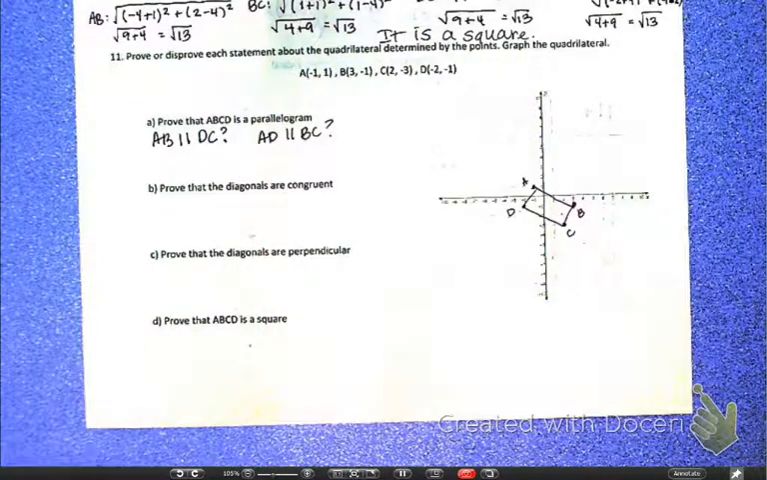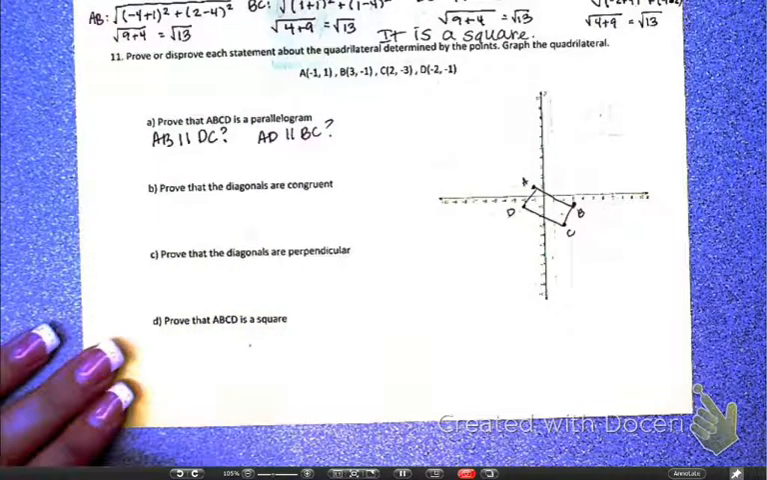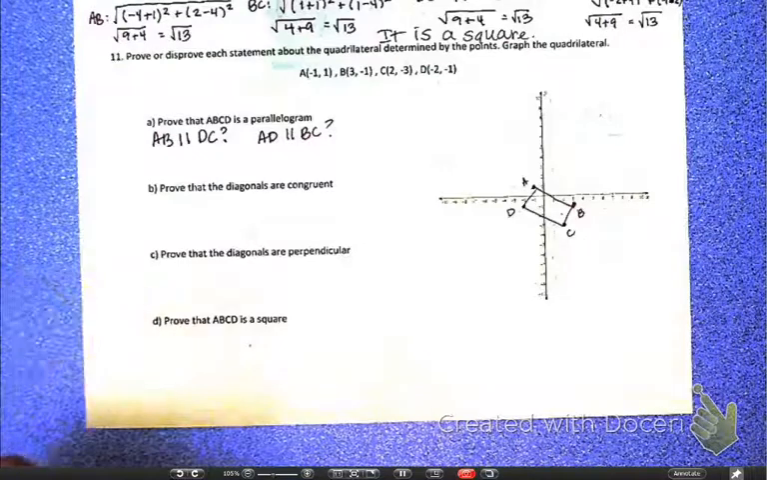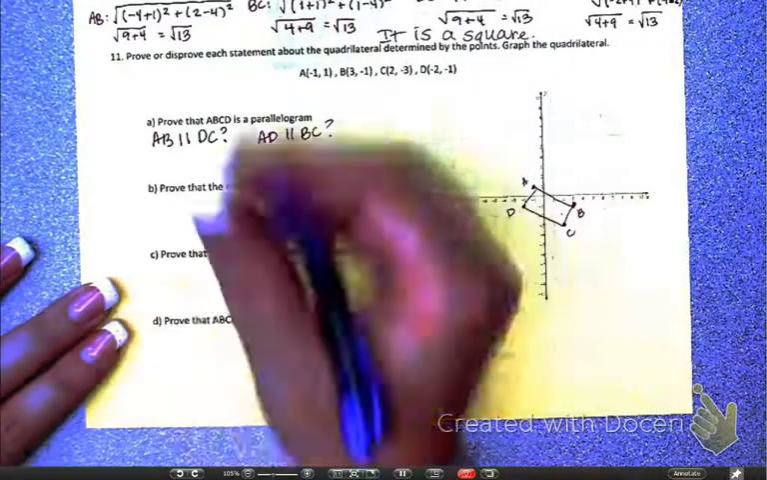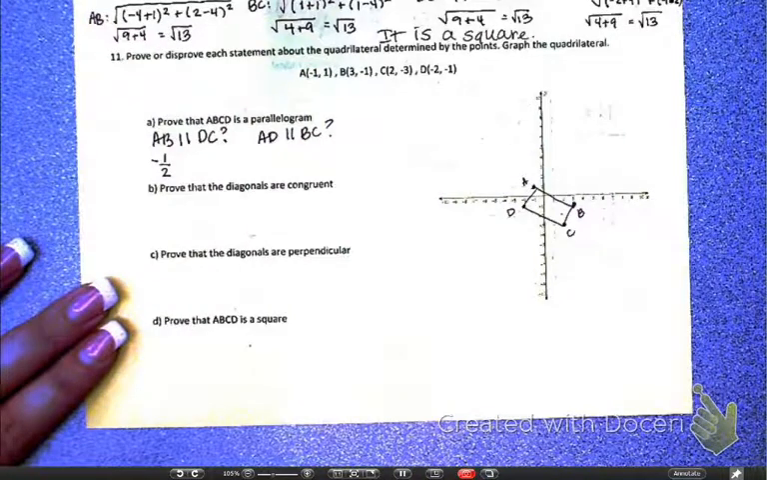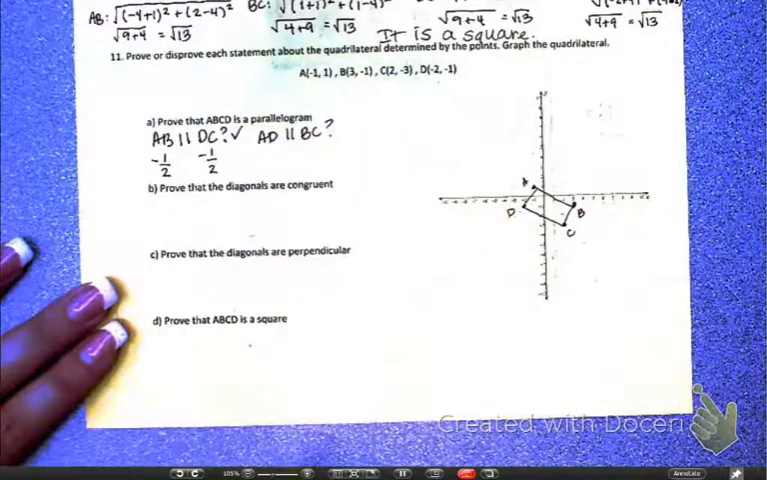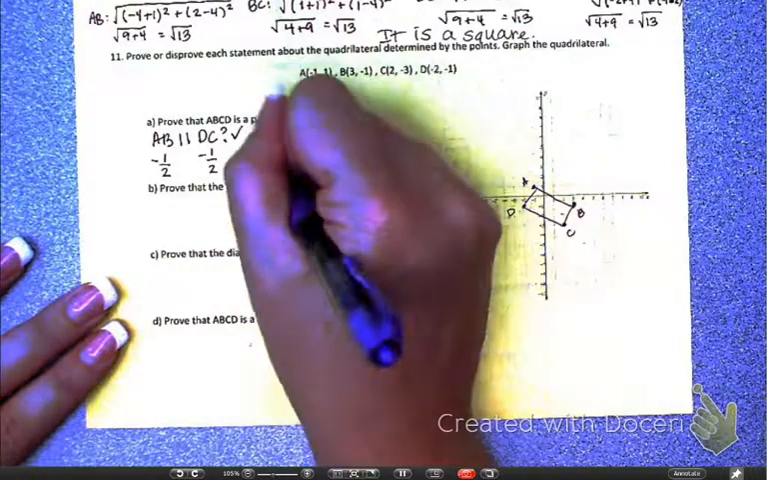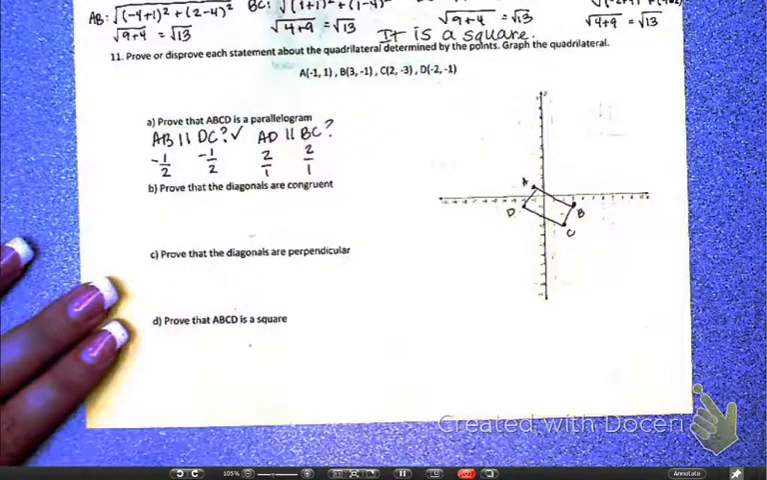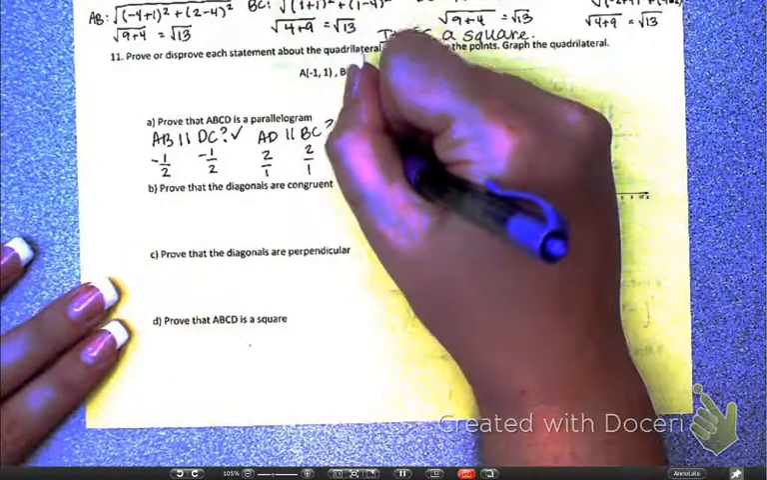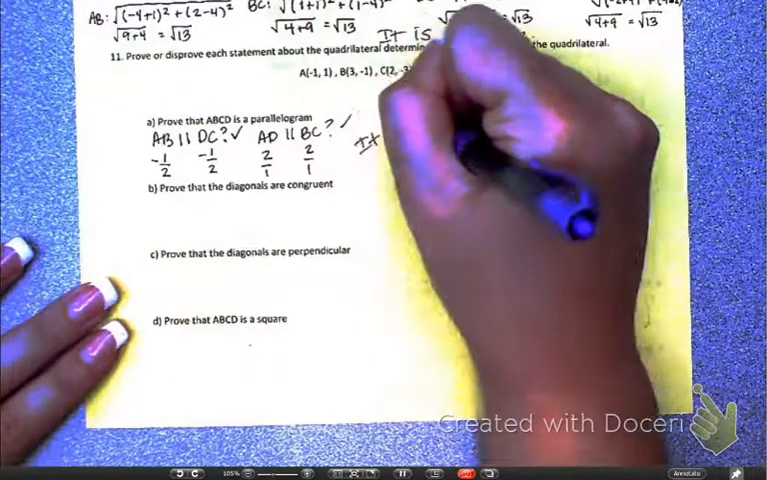When you counted slope, what did you get for AB? Negative 1 over 2. So I'm assuming that's what you got once you reduced. What'd you get for DC? Same slope? So those two sides are parallel. What'd you get for AD? And I'm assuming you got the same thing for BC. Okay, so it is a parallelogram.